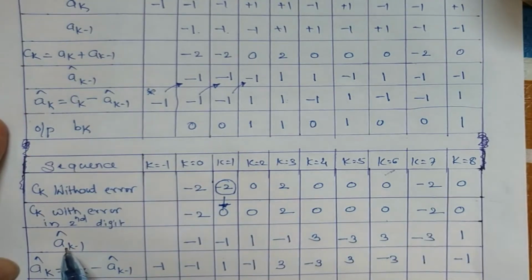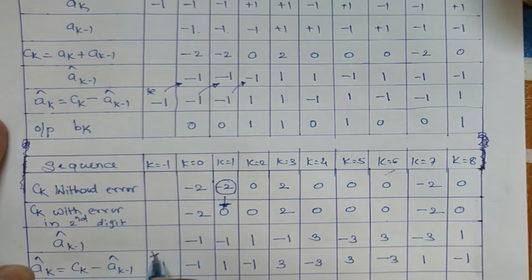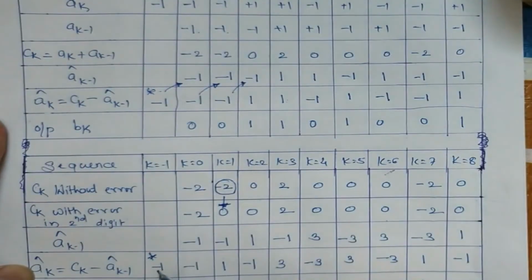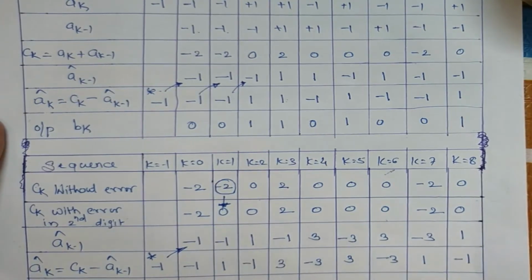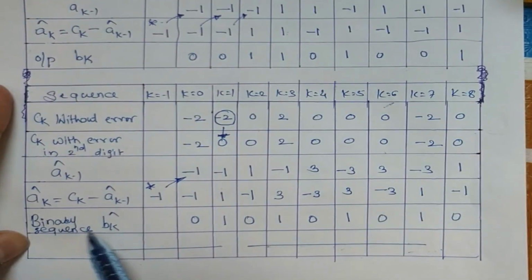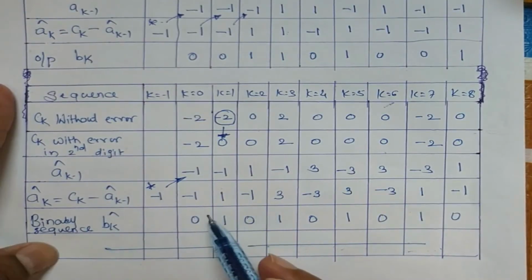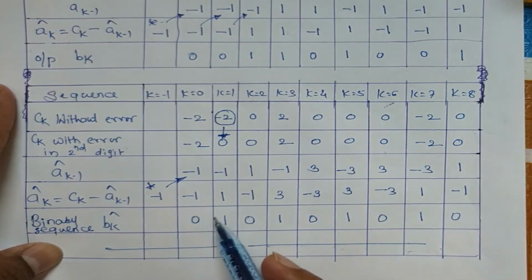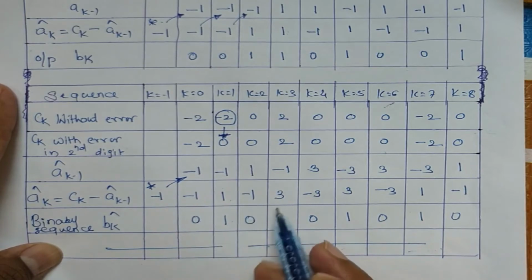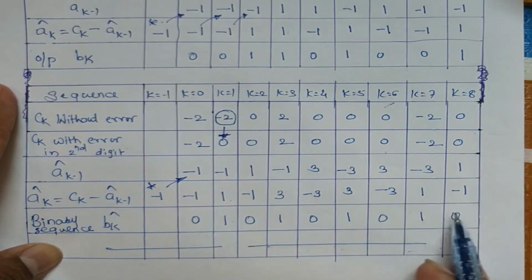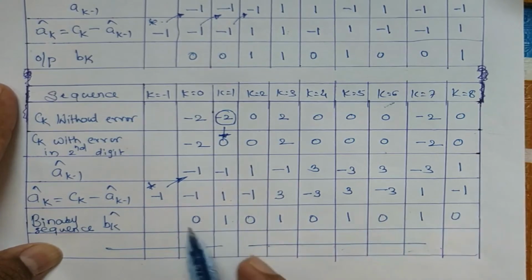Now I can write the values of a_k cap -1 and a_k cap. First I consider the same value as before, that is -1. This -1 will be shifted here, and the same operation follows: this minus this we get here, it will be shifted here, and likewise we get these values. Finally we get the output of the decision device, b_k cap. We know a value less than 0, that is a negative value, means 0, and a positive value means 1. Negative value 0, positive value 1. If you see, this is the output sequence.